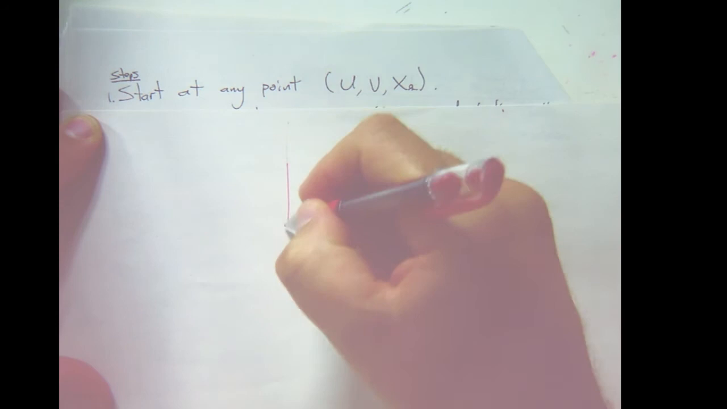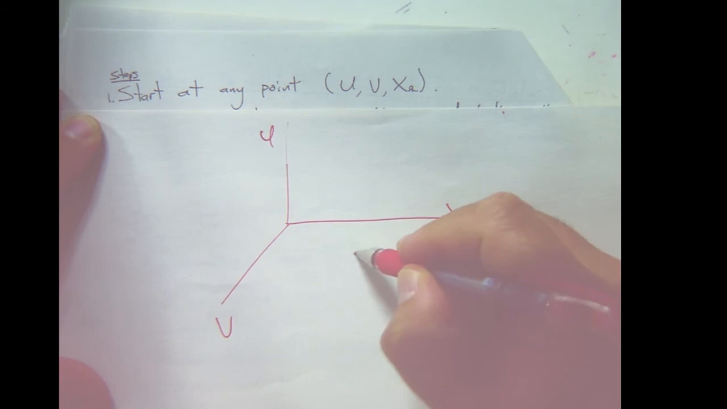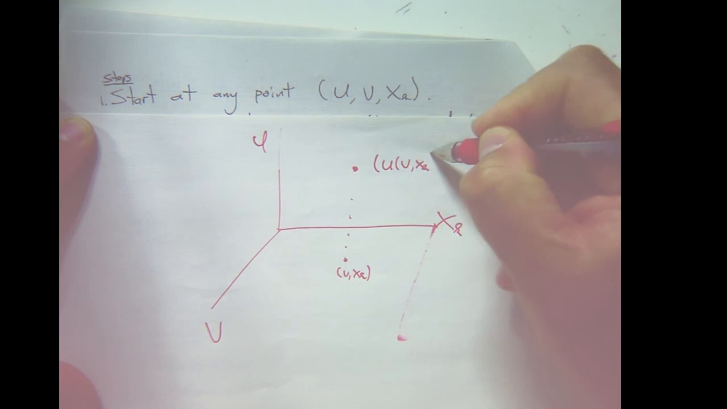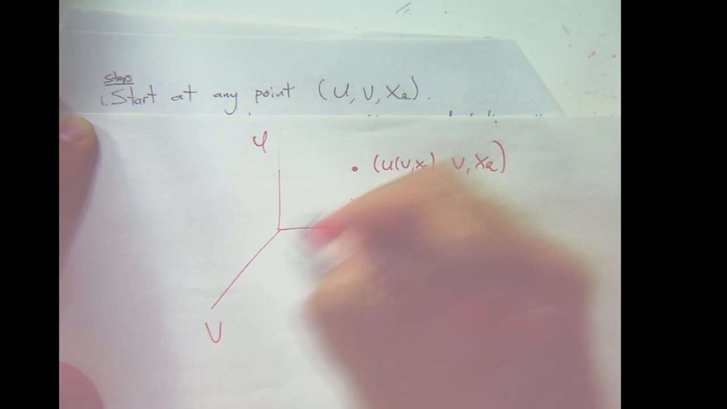So what you do is you start at any point. There's U, there's V, X, K. Any point, there's the point V, X, K in the domain of U. And then up here, there is the point U of V, X, K. So it's a point in three dimensions because, well, it's actually many dimensions because we don't know how many of these sorts of variables there are.